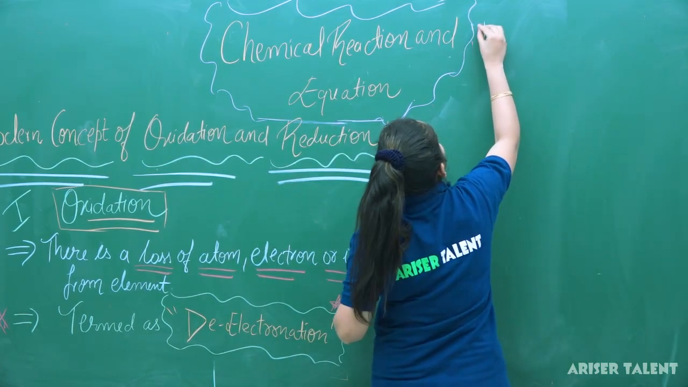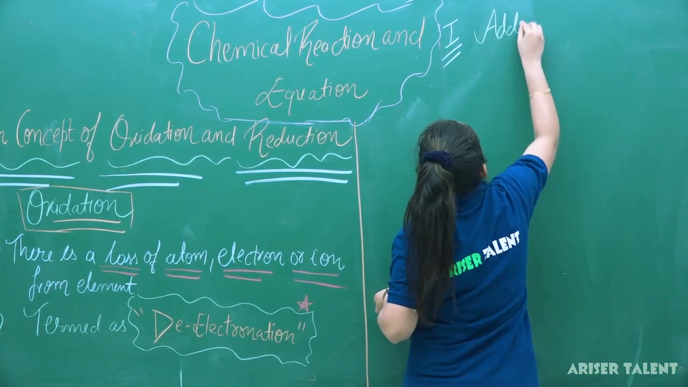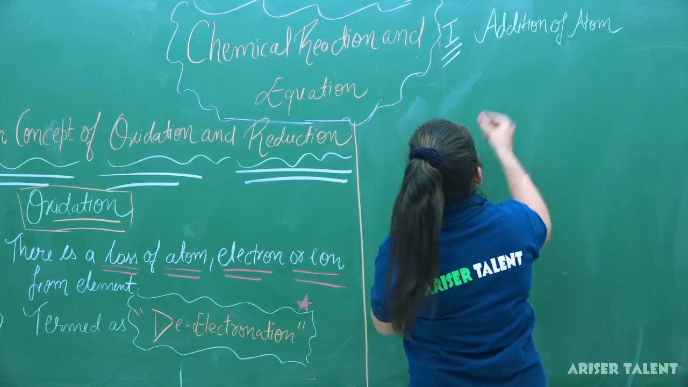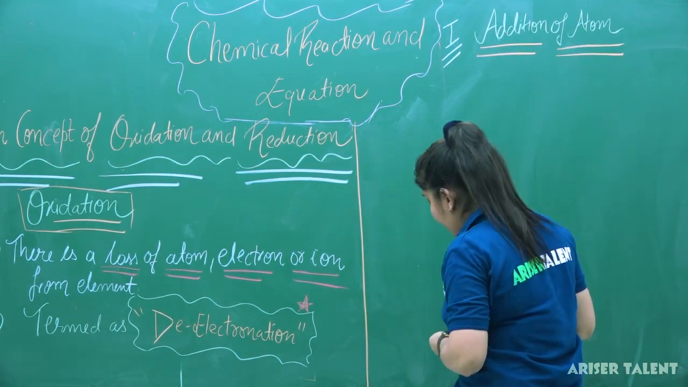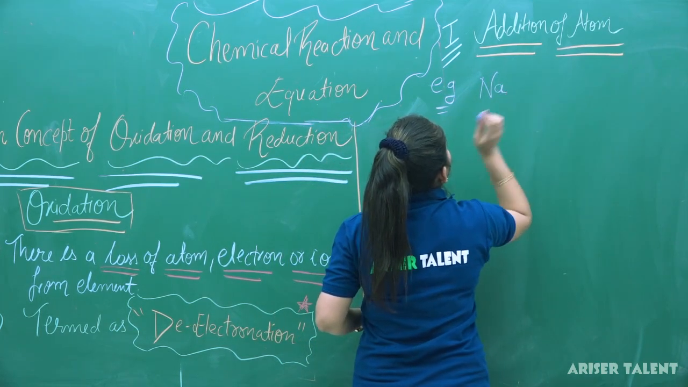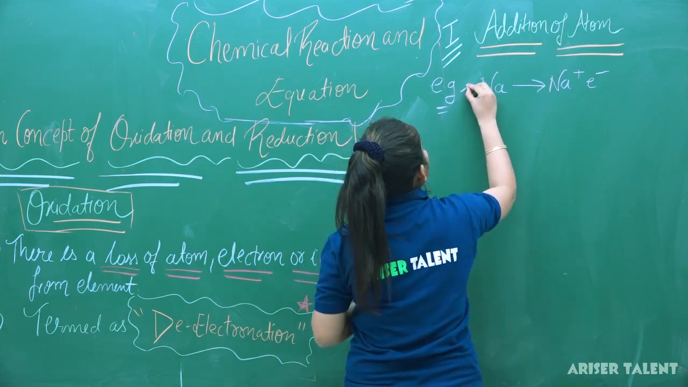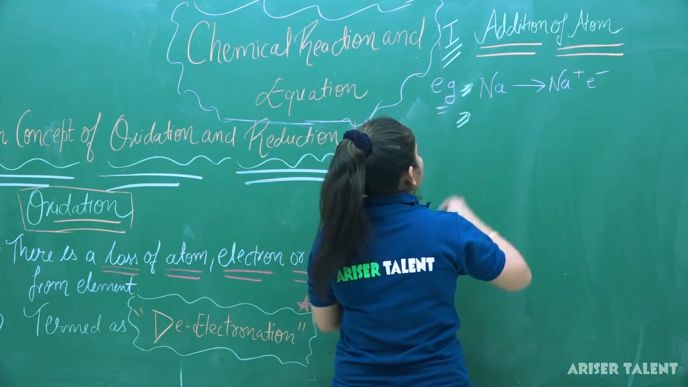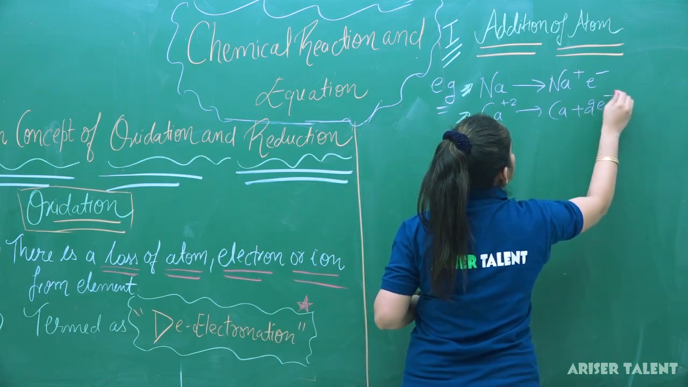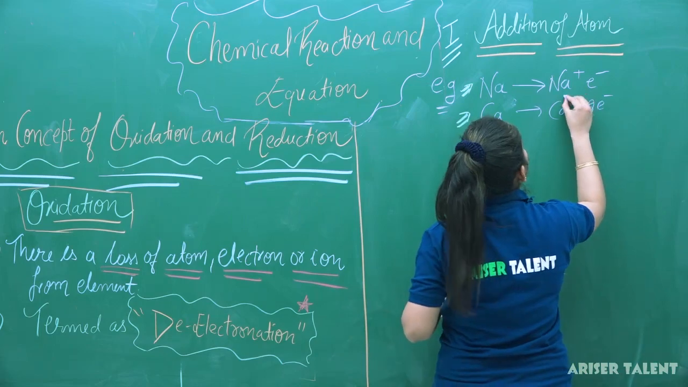We have our first category, that is addition of atom. What will happen in case of the addition of an atom? We have an example. Na+ will be formed from Na plus electron. This is our first example. Now we are on our second example, that is Ca2+ will be formed after losing 2 electrons. So we have 2 plus here. Calcium will be formed after losing 2 electrons.